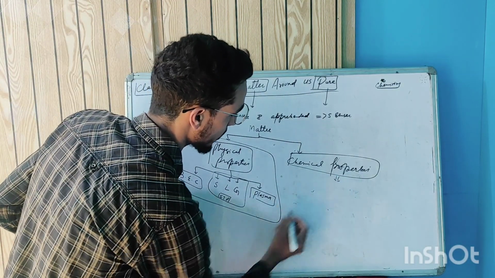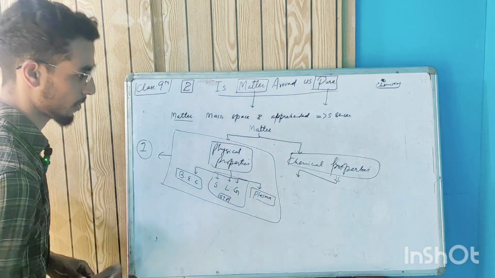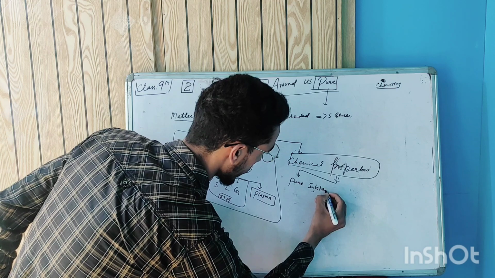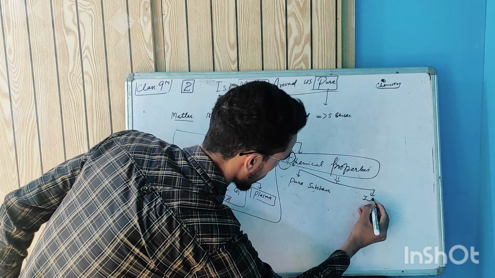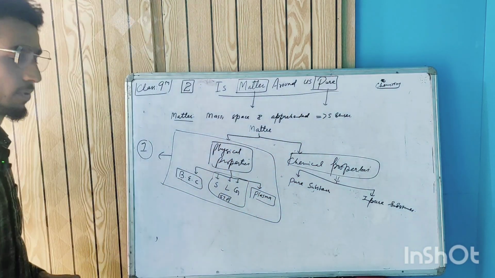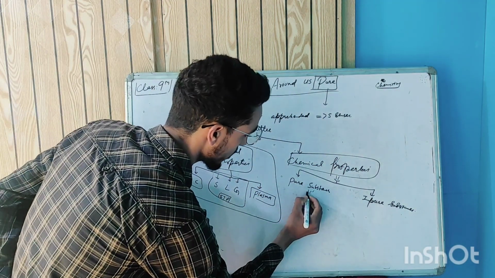Now in the second chapter, based on chemical properties, we classify matter into pure substance and impure substance. So the question arises: are there some pure substances and some impure? Yes. Pure does not mean they are dirty.